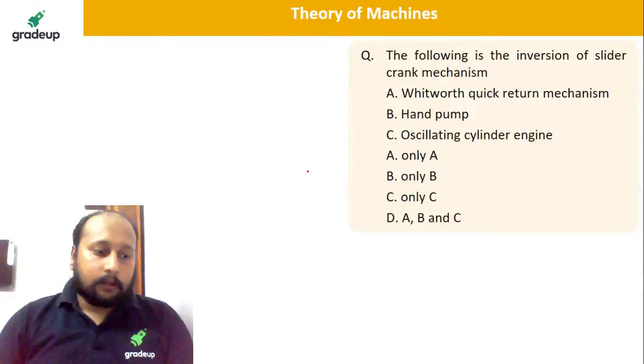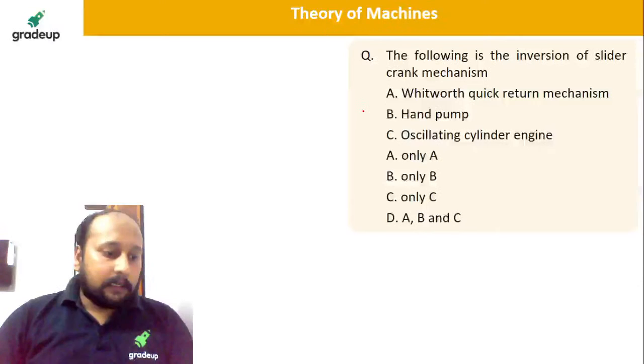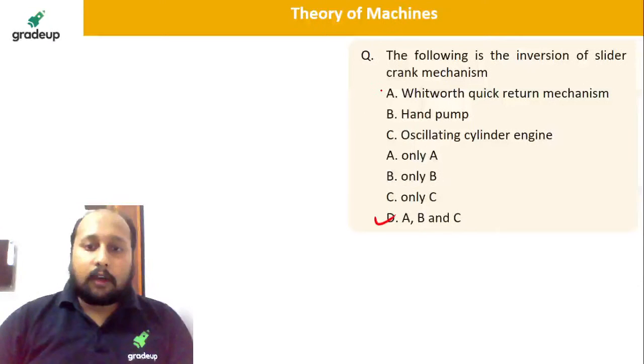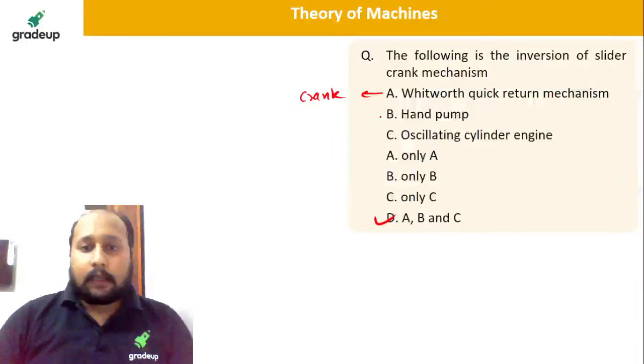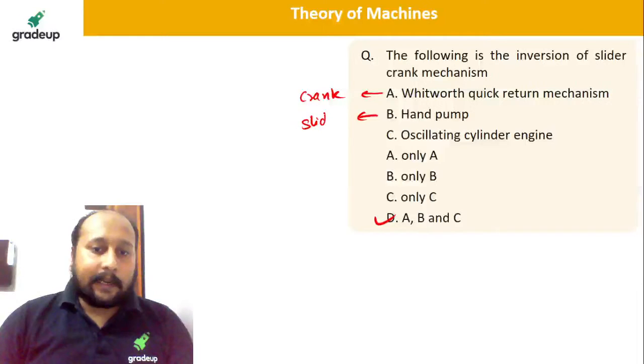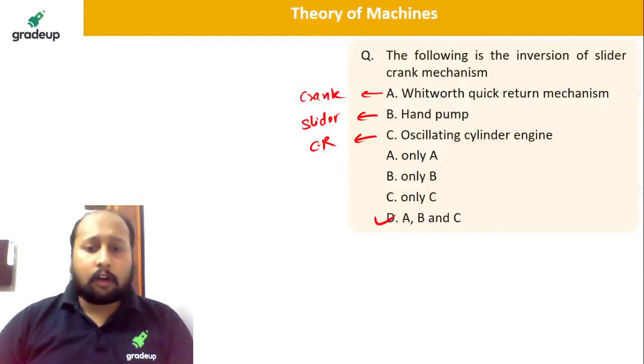Very good, Nitish. Absolutely correct. Silambu, good evening. Tell me the answer. Yeah, correct. Option D. Because Whitworth we are basically getting by fixing the crank. Hand pump we are getting by fixing the slider. And oscillating cylinder engine we are getting when fixing the connecting rod. Option D is the correct answer. Let us go for the next question.